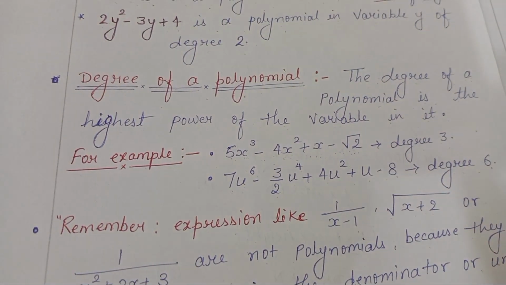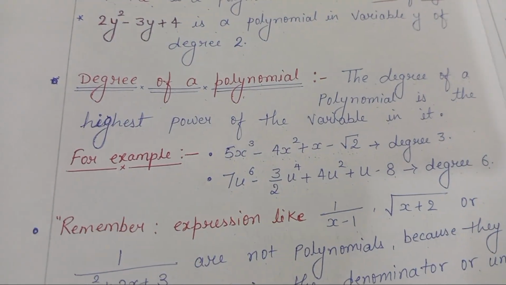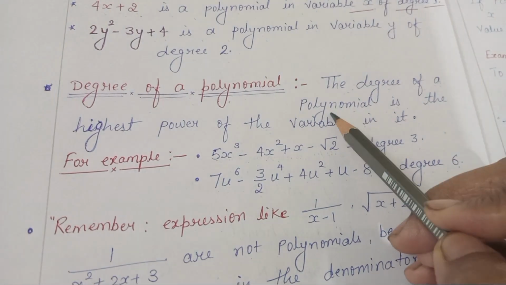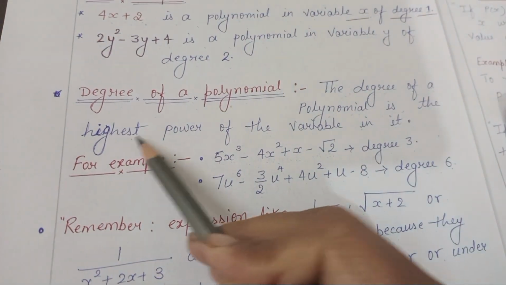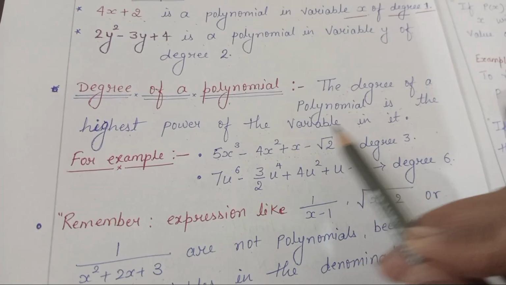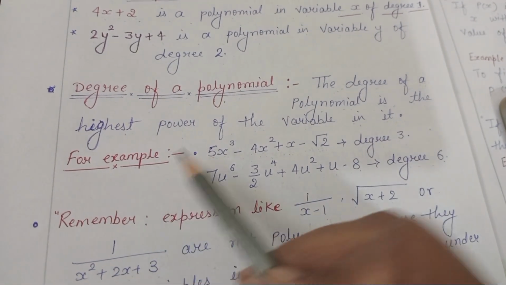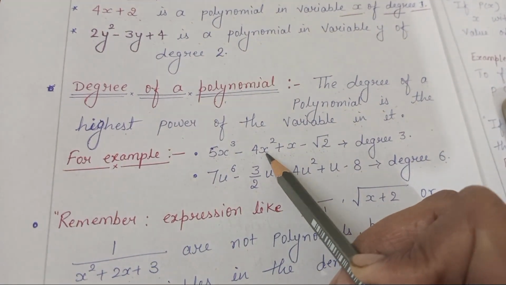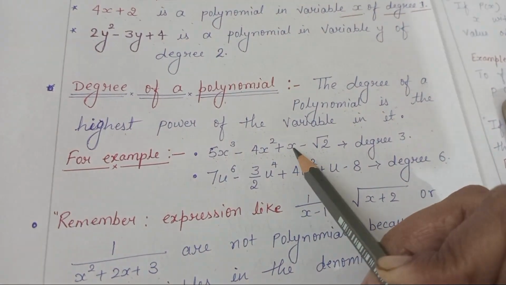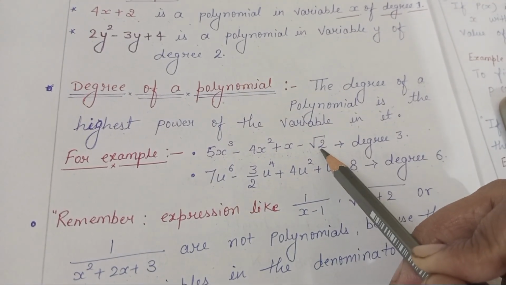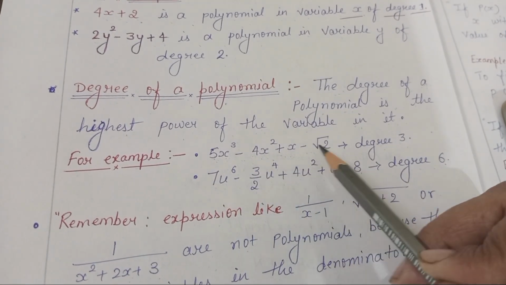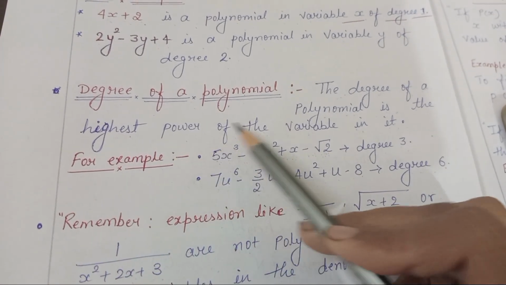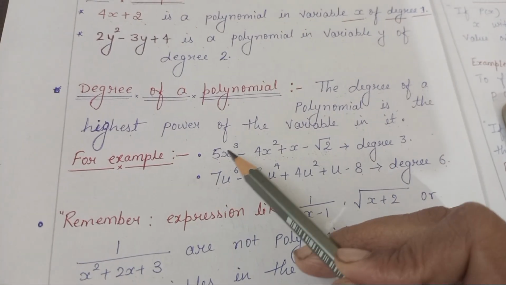Degree of a polynomial. The degree of a polynomial is the highest power of the variable in it. For example, 5x to the power 3 minus 4x square plus x minus under root 2. In this given example, the highest power of the variable is 3.